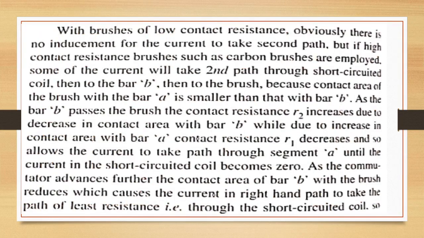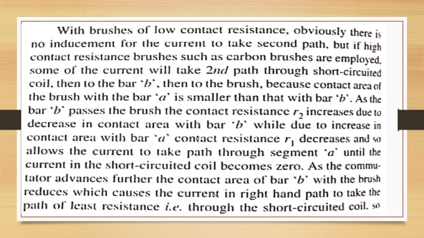So with brushes of low contact resistance, there is no inducement for the current to take the second path, but if high contact resistance brushes such as carbon brushes are employed, some of the current will take the second path through the short circuited coil, then to the bar B and then to the brush, because the contact area of the brush with bar A is smaller than that with bar B. As the bar B passes the brush, the contact resistance R2 increases due to the decrease in contact area with bar B, while due to the increase in contact area with bar A, contact resistance R1 decreases, and so allows the current to take the path through segment A until the current in the short circuited coil becomes zero.